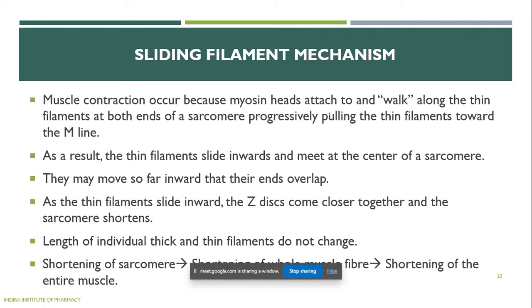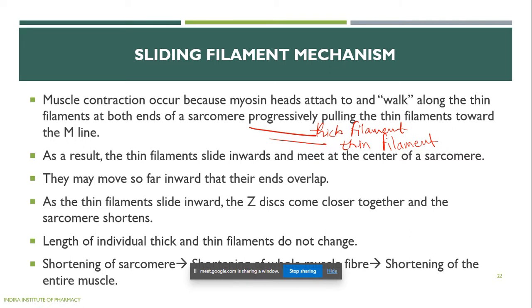Okay, so as the thick filament walks along the thin filament, that's why it is called sliding filament mechanism. Okay, so it means that the thick filament, this is the thick filament, and this is the thin filament. The thick filament slides over the thin filament.